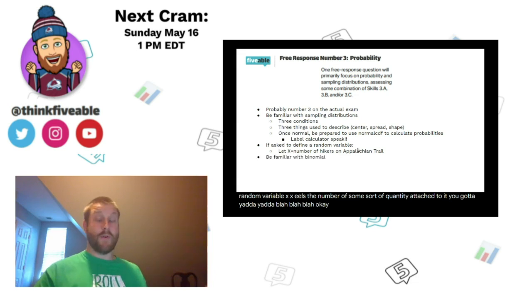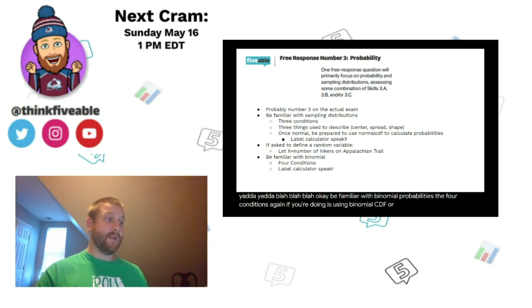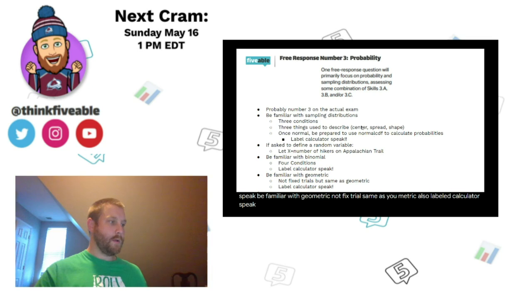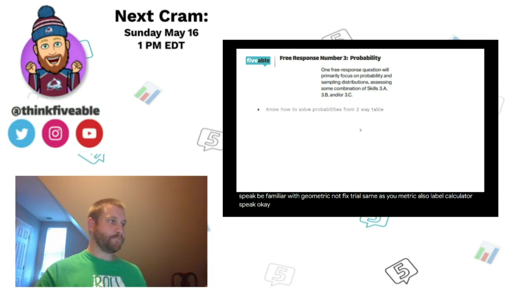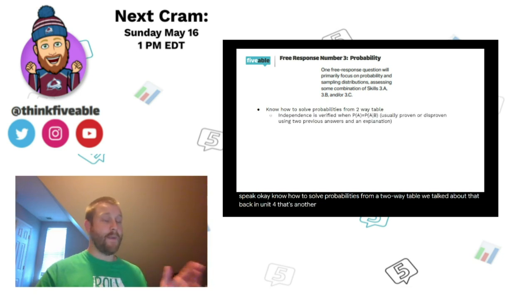Be familiar with binomial probabilities, the four conditions. Again, if you're using binomial CDF or PDF, label your calculator speak. Be familiar with geometric, not fixed trial, same as geometric, also label calculator speak. Know how to solve probabilities from a two-way table. We talked about that back in Unit 4. That's another common option for that probability question.